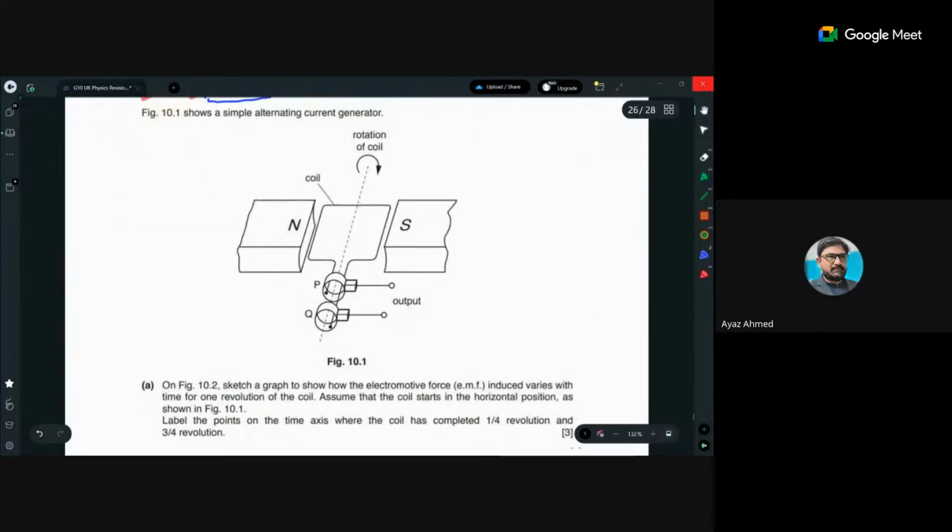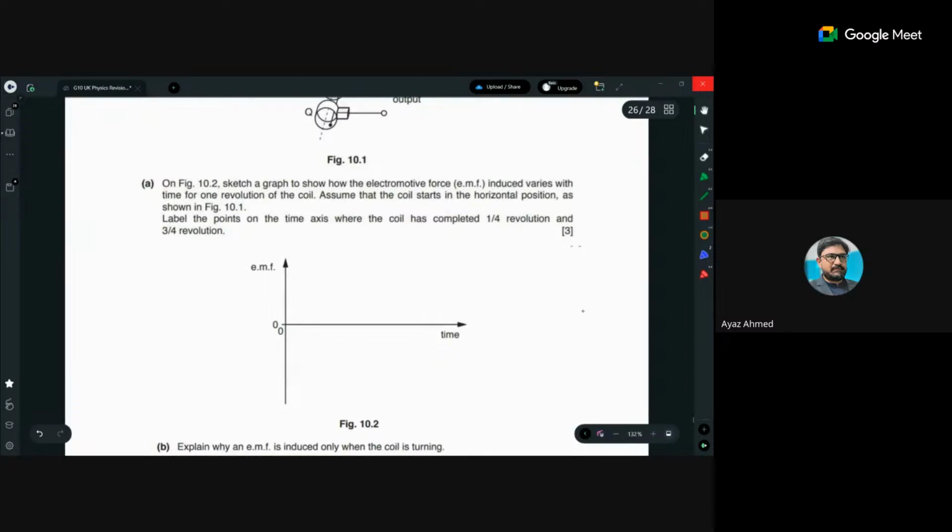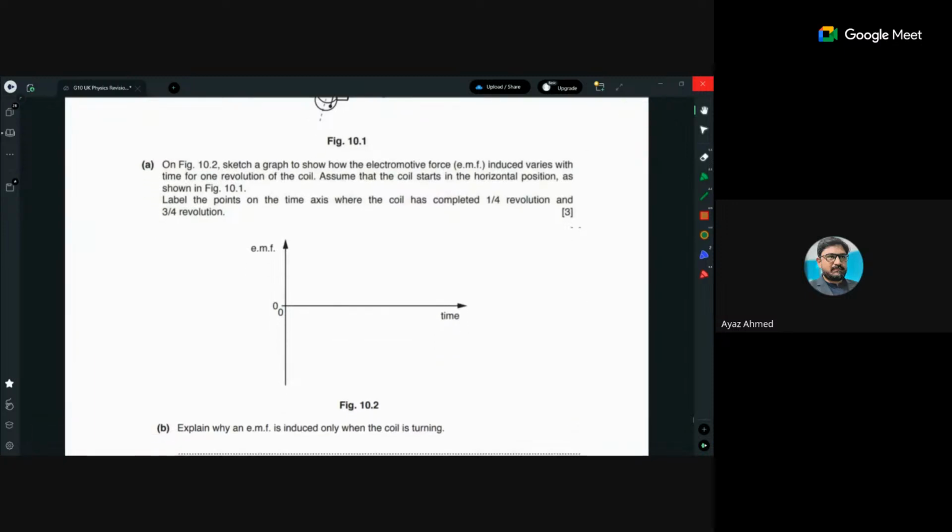Two questions are now in the pool. One is: Figure 10.1 shows a simple alternating current generator, right? AC generator. On figure 10.2 sketch the graph to show the electromotive force induced on the wire with the time t, right? Label the points on the time axis where it completes 1/4 of the revolution and 3/4 of the revolution. So we did that already. ठीक है, आपको ऐसे करके ड्रॉ करना है, राइट? So if he has asked you to draw one circle, one revolution के लिए उसने कहा ना, you have to do it once.